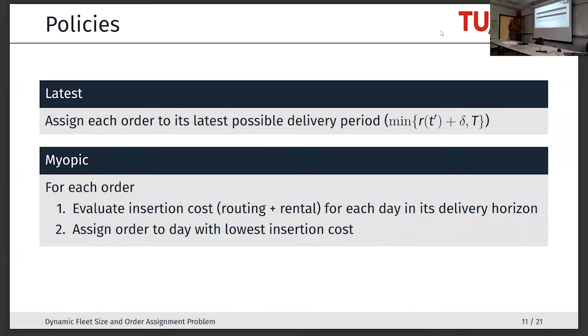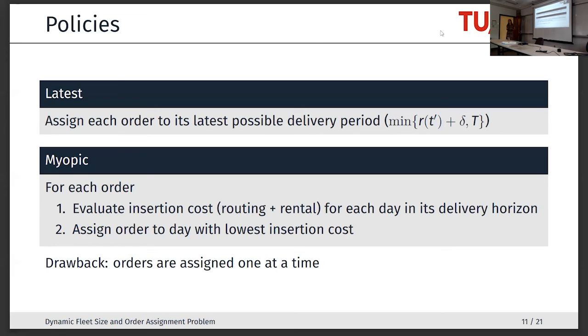Then the myopic one involves a bit more computation. So what we do here is we evaluate the insertion cost, which is the sum of the routing and the rental cost for each day in its delivery horizon. We do that for each order, and then we assign an order to the day with its lowest insertion cost. We temporarily store this decision, so we don't update the state yet, to avoid any sequence-dependent decisions. So we make this decision for all orders, and then we assign them all at the same time.